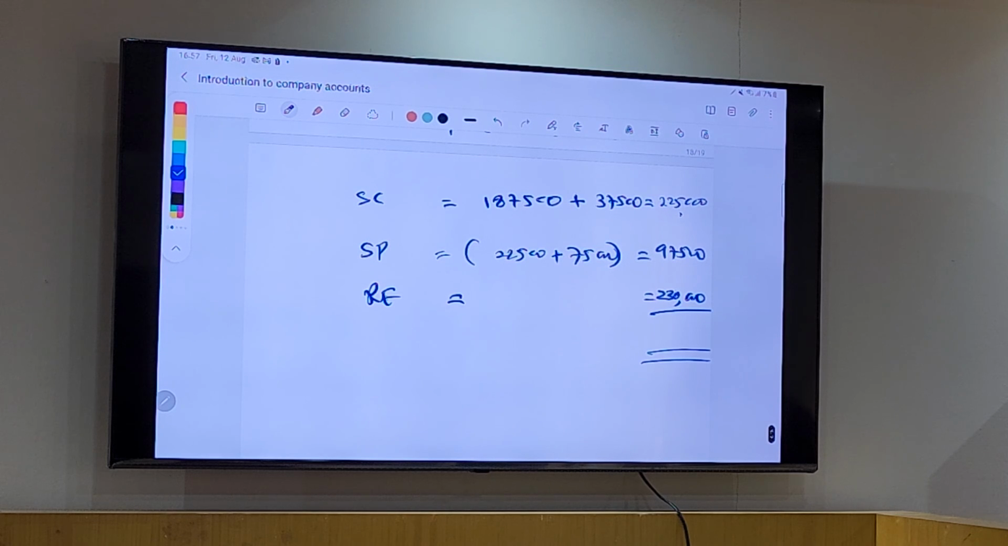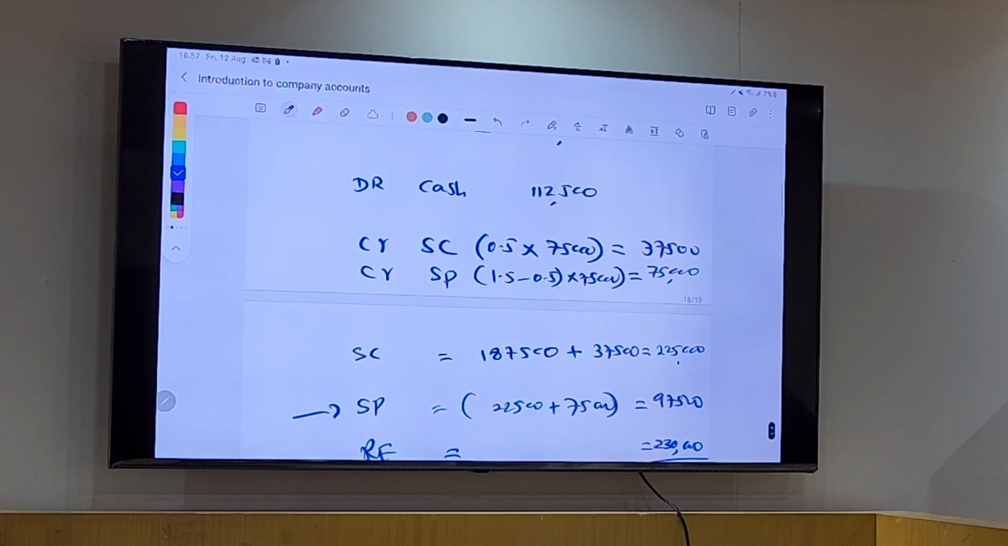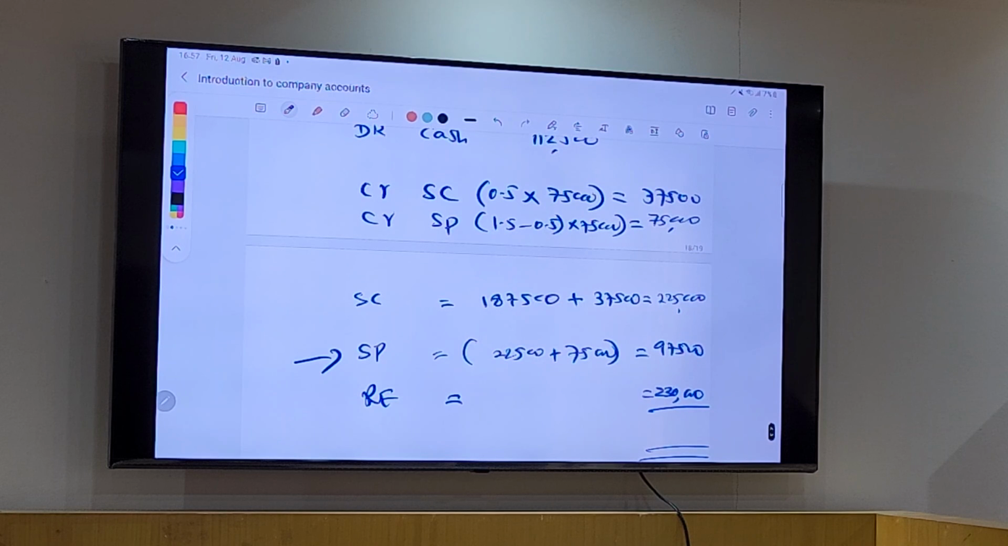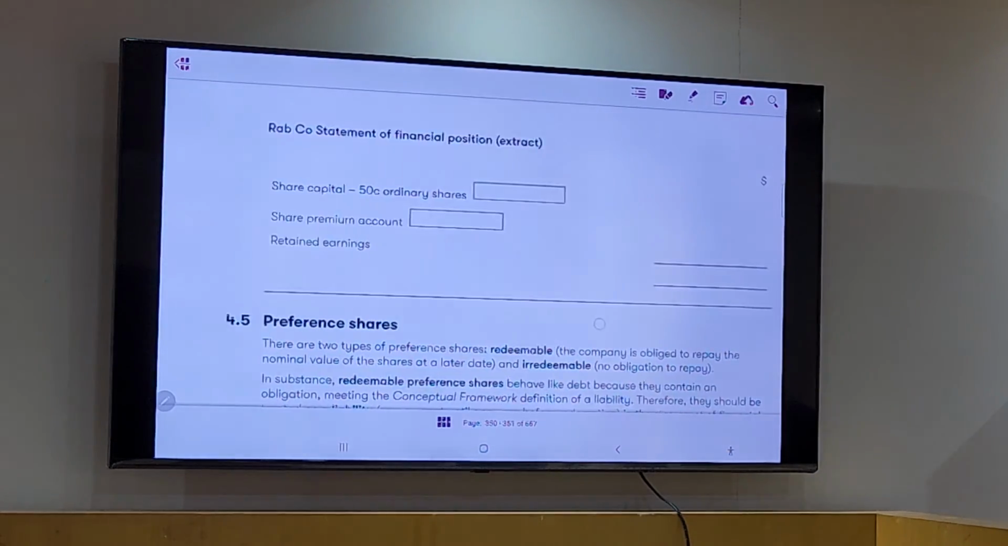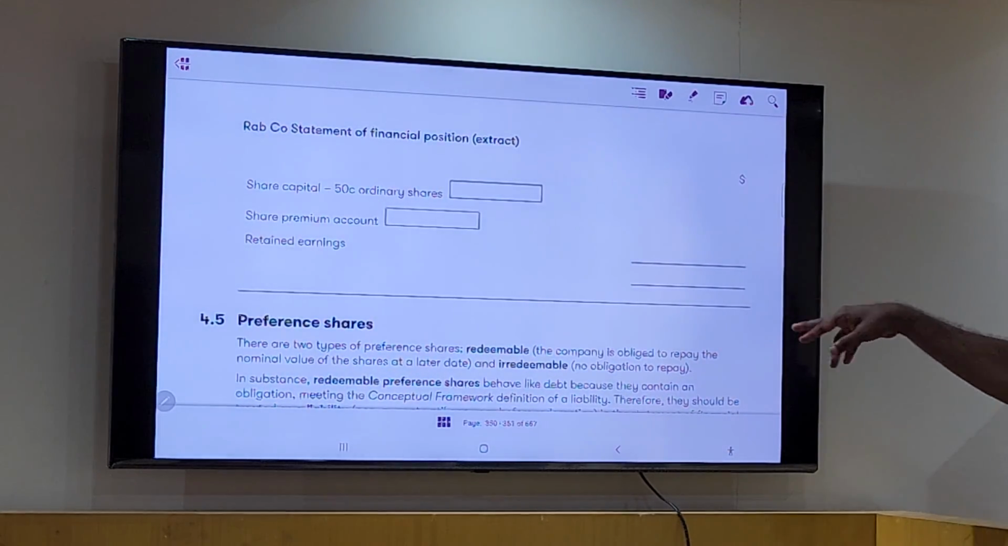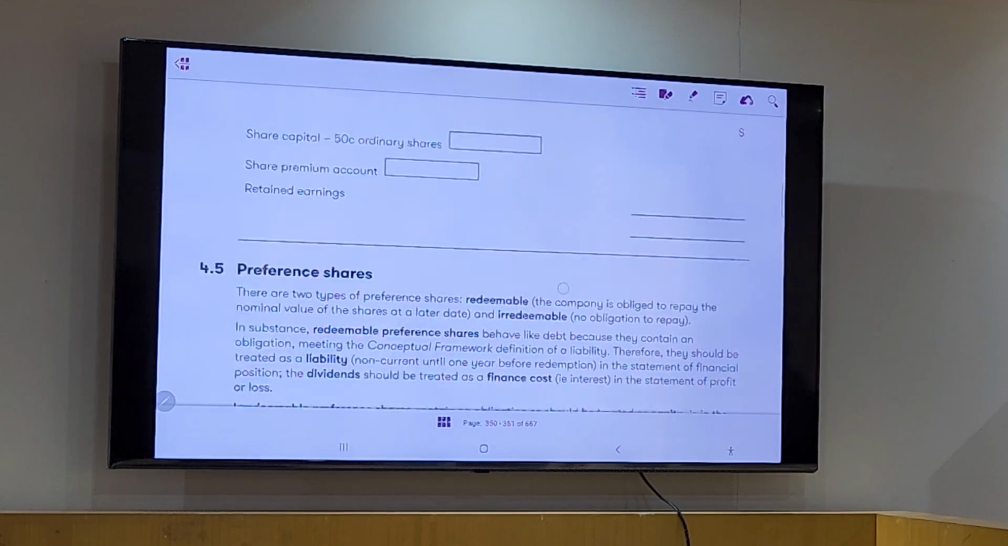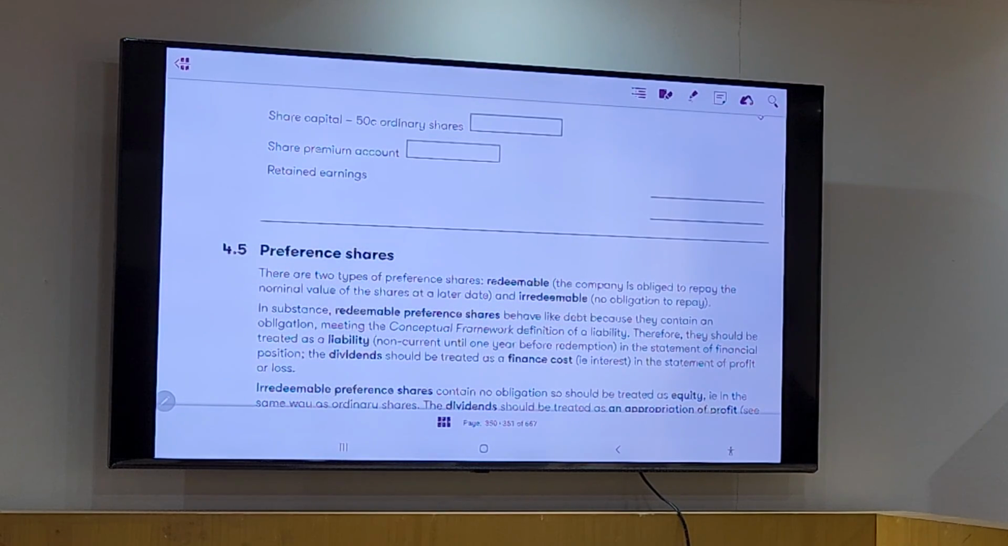This second one, Adi? Yes, 22,500. That you can check in the book. Clear now? Yes. So that is the activity number. And then you need to show all this, which I have done now. One minute, please. This kind of question will definitely come.